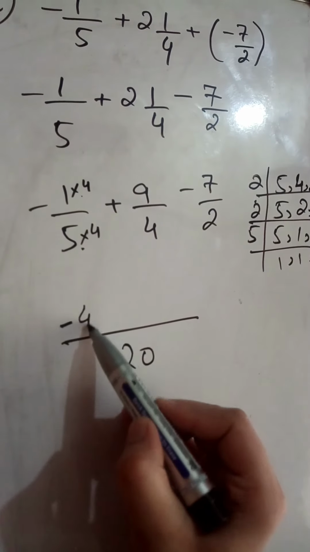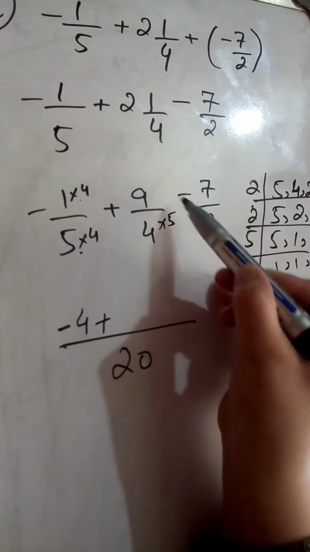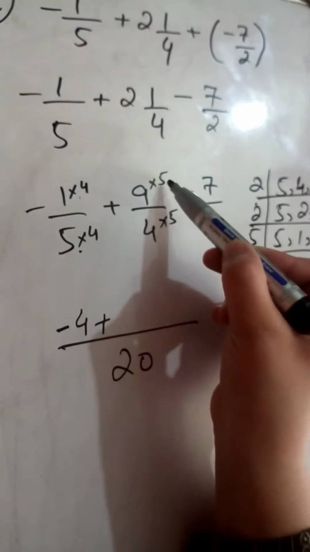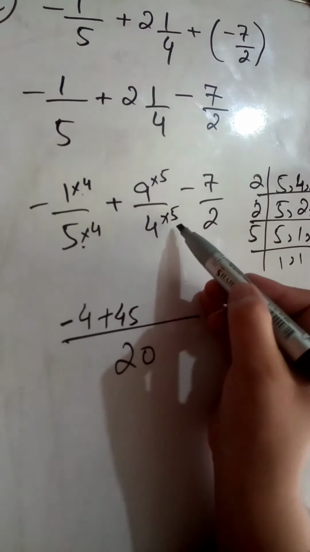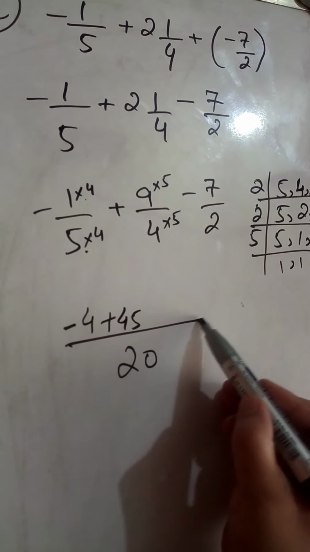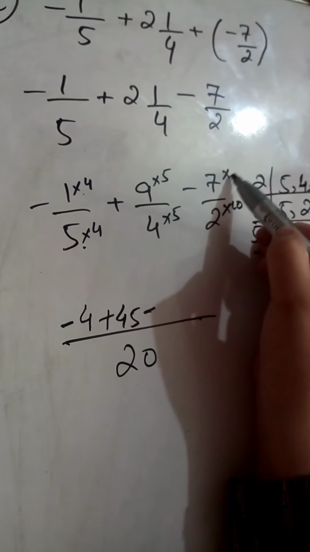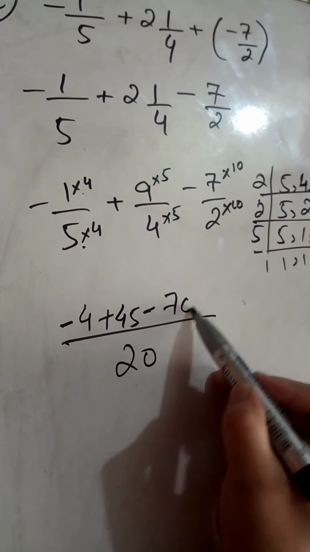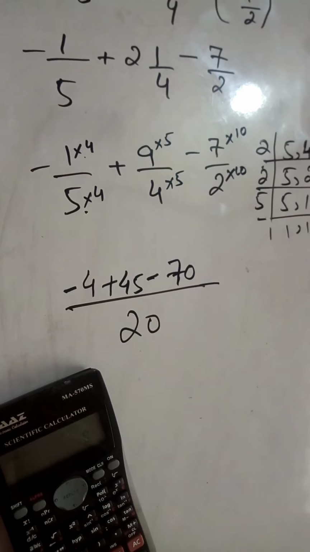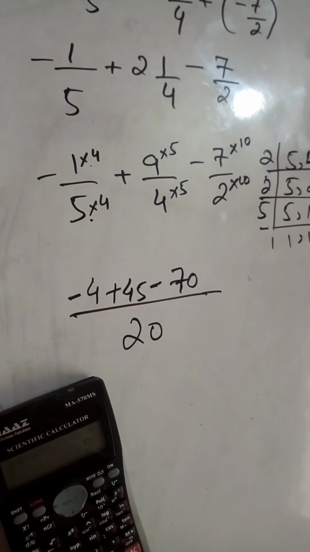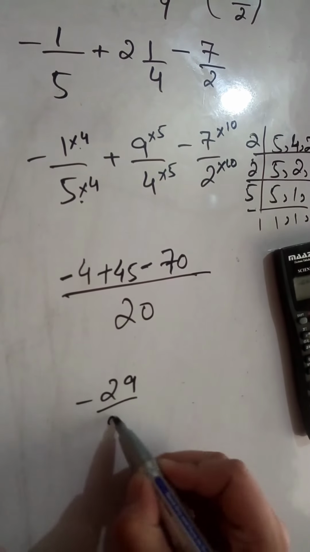4 1s are 4. Then what is the next sign? Plus. So write the plus. 4 multiplied by 5, and also multiply that 5 with the numerator. 5 9s are 45. And 4 5s are 20, so we already write the 20 one time. Next is minus. 2 10s are 20, multiply that also with the numerator. 10 7s are 70. Now I use the calculator to solve the numbers. Minus 4 plus 45 and minus 70. So we get minus 29 by 20.